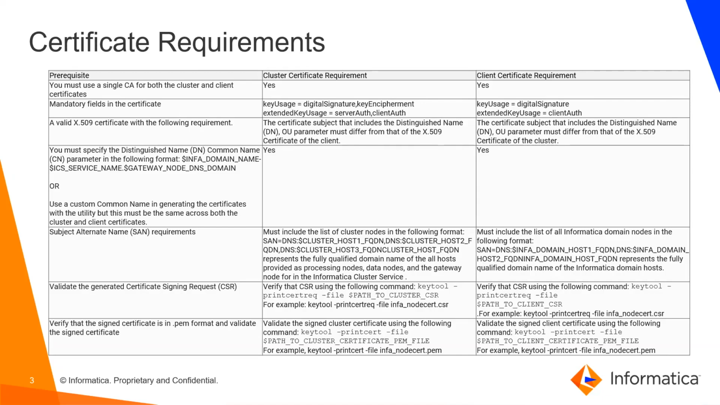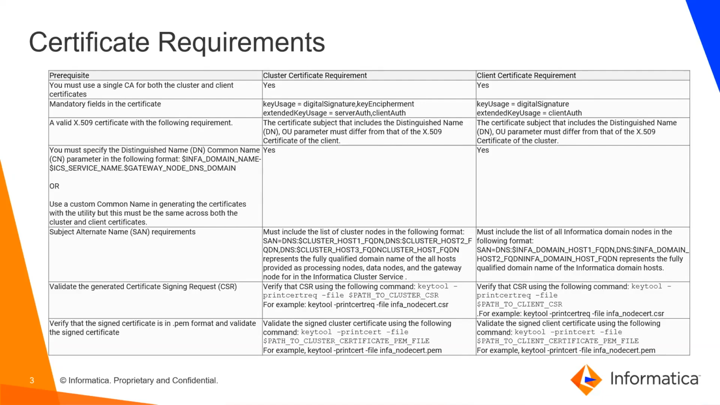The first of the requirements is that you must use a single CA authority for both the cluster and client certificates. If you look at the table here, you'll see on the far left column, each prerequisite is listed as a requirement. The second column will show whether that prerequisite is a cluster certificate requirement. The third column across will also show if it's a client certificate requirement. There are variations between the two, so it's important to note the differences as well.